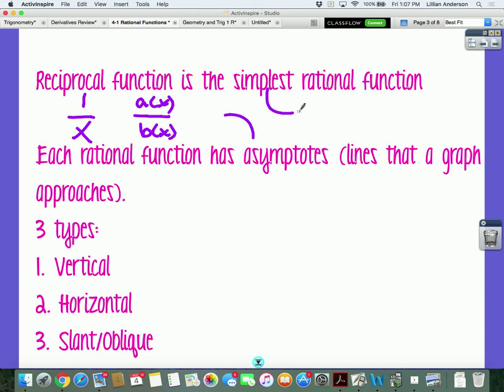Now, each rational function has asymptotes, lines that the graph approaches. They can have one of these 3 types, or it could have more than one. It can have a vertical asymptote, a horizontal asymptote, but it could also have a slant or an oblique asymptote. We all know vertical, straight up and down, and horizontal, left and right. But oblique or slant could be a line. It could even be a parabola. It could be a lot of different things. We are actually going to go a little bit deeper into those types, and we are going to graph them. You better believe it.